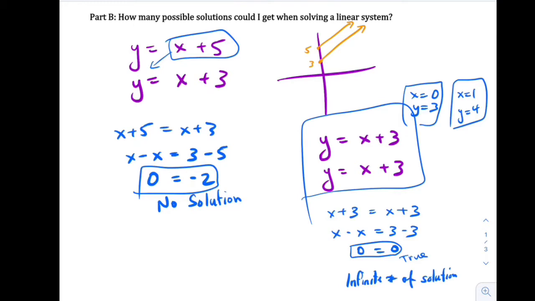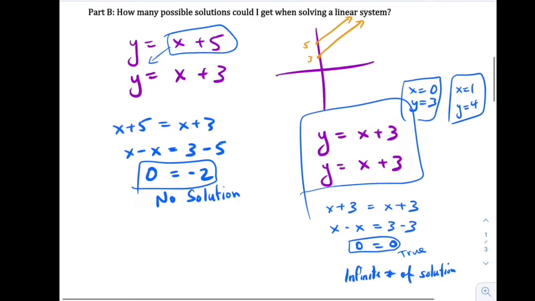Most of the times you're not going to have to worry too much about it, but if you ever come to this situation, know that there are three possible solutions. You could have one answer, you could have no answer, or you can have an infinite amount of answers for x and y. So let's solve some problems here.